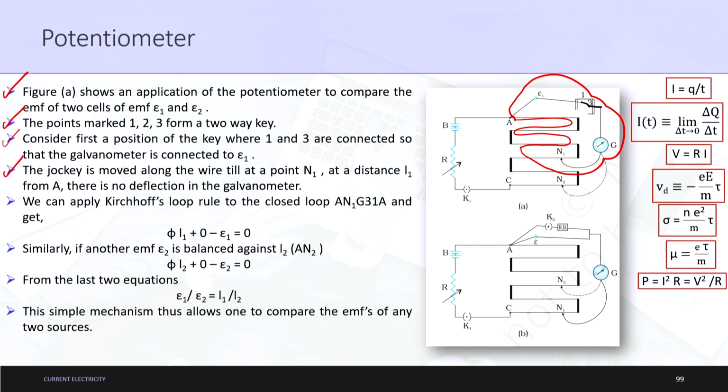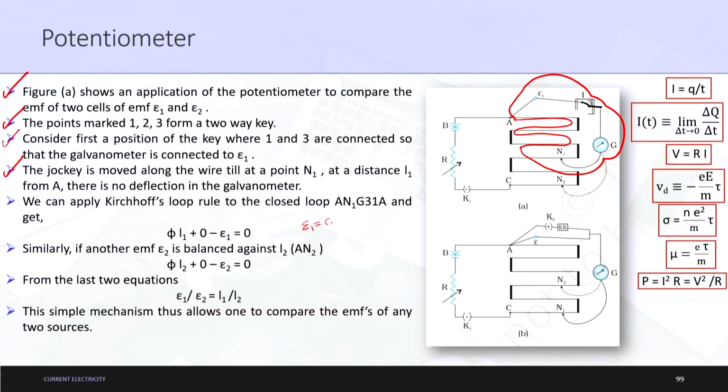It is nothing but phi into L1. It is quite evident that the potential drop is phi into L1 plus 0, where plus 0 means there is no other resistor present in this section. And next is minus epsilon 1, because if you are going from plus to minus, then it is minus epsilon 1. It can be in either sequence. The crux is that the potential provided by the battery epsilon 1 is utilized in the potential drop across the length A N1. Therefore, we can say directly that epsilon 1 is equal to phi into L1. You can understand the concept like this. Okay.